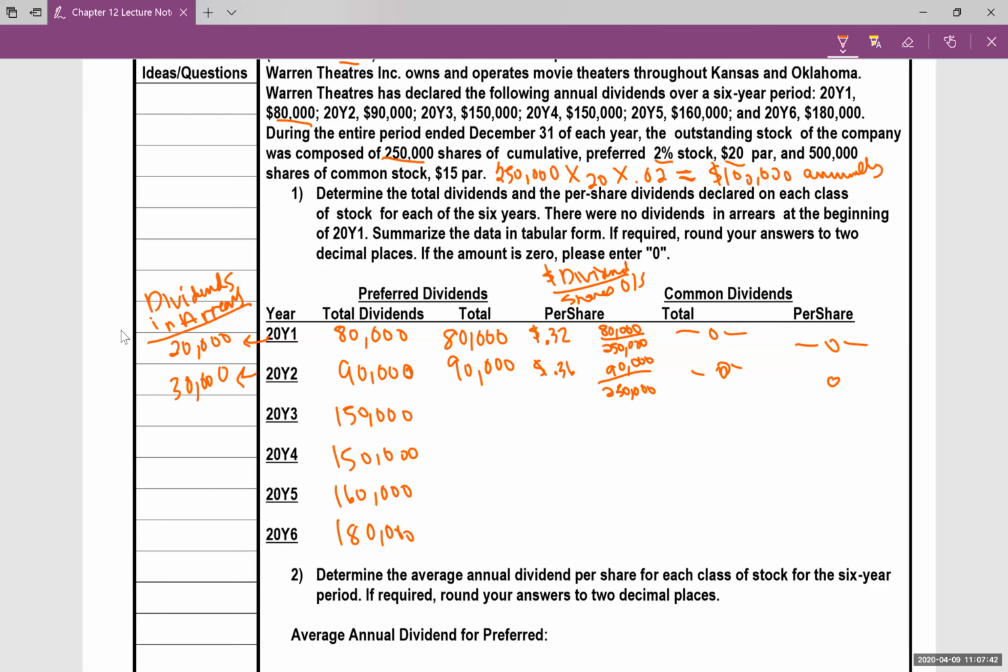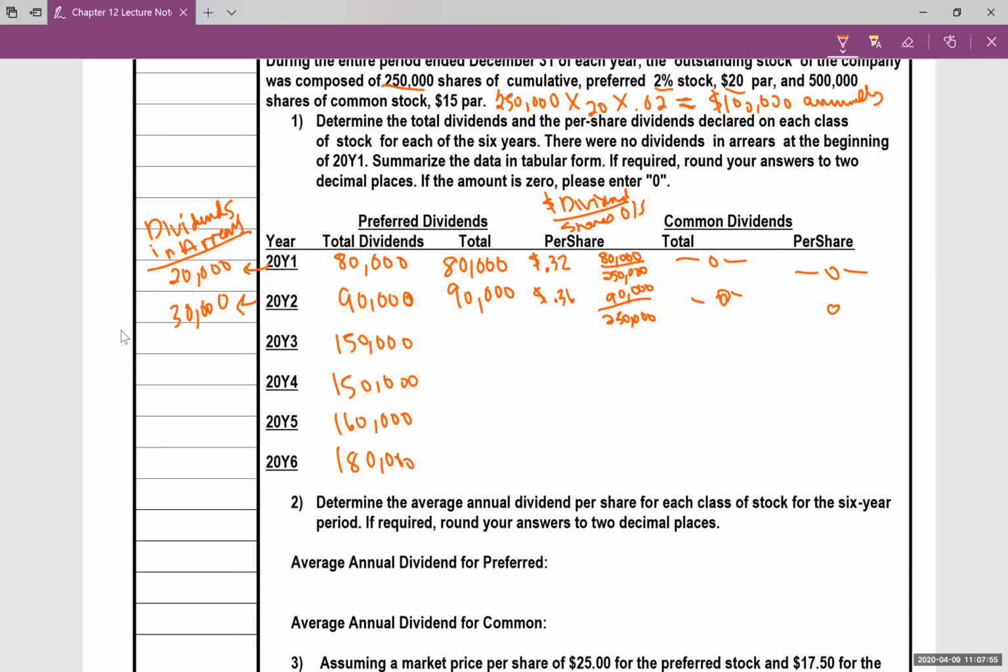Things change in year three, and I'm really going to stop here soon because I believe the numbers are the same in the problem on the computer. So you're going to have to take it from here, if you will.